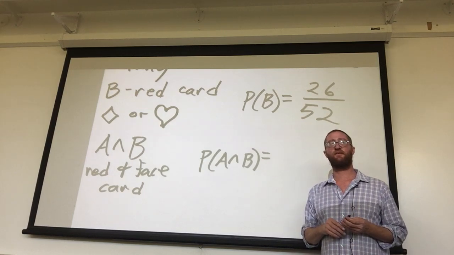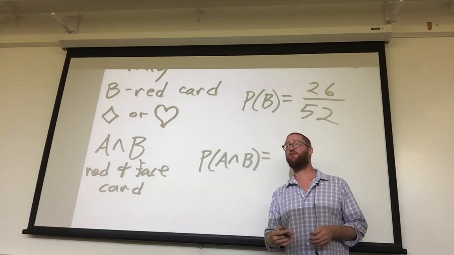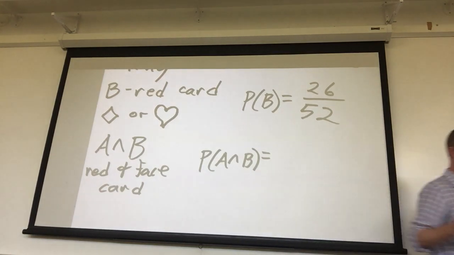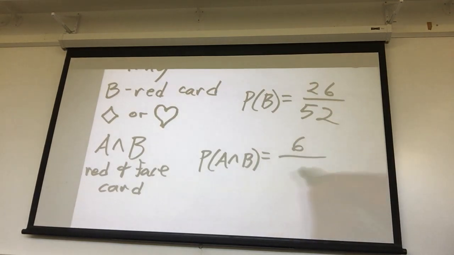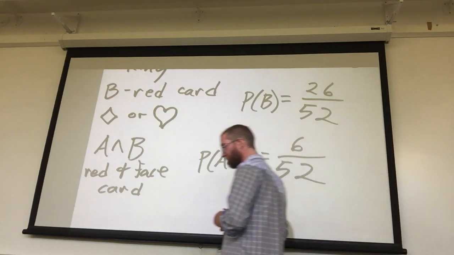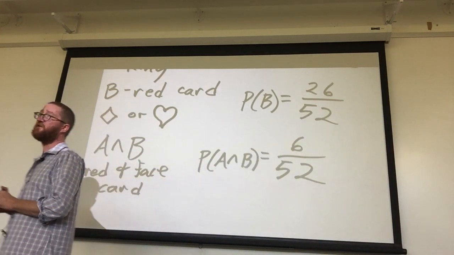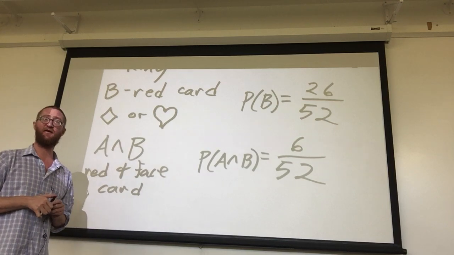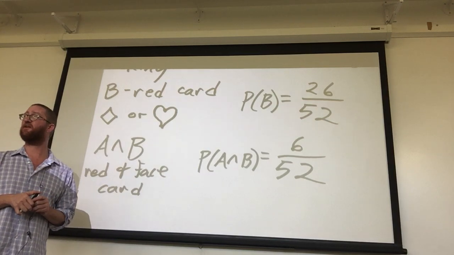6 over 52. It would be 6 divided by 52 because there are only 12 face cards, so we cut off half the deck. That would be 6 divided by 52. So we only have 6 cards within the deck that are both red and face. That would be the jack, the queen, and the king of hearts and the jack, the queen, and the king of diamonds.